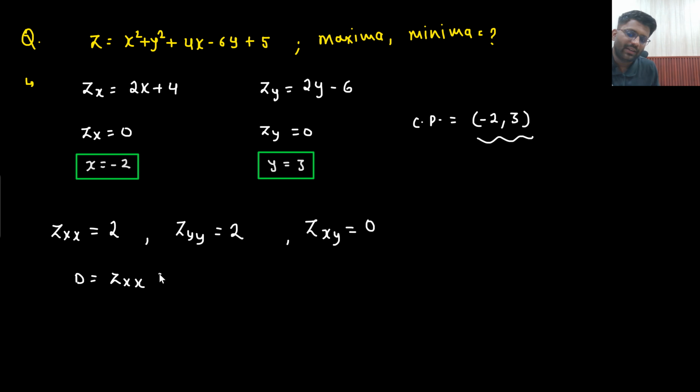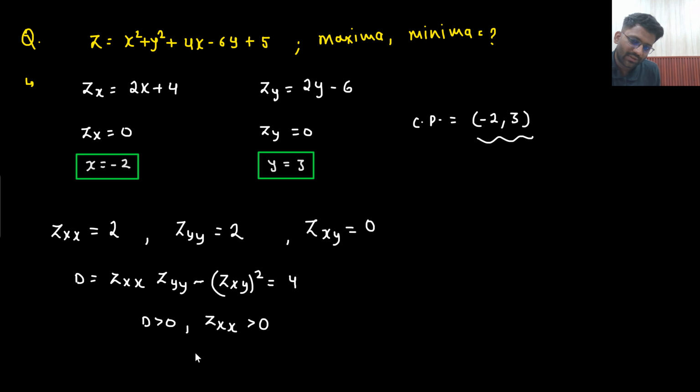So what is D? D is nothing but zxx zyy minus zxy whole square. So 2 into 2 is 4, 4 minus 0 whole square, the answer is 4. So what is the value of D? D is greater than 0. What is the value of zxx? That is 2, that is also greater than 0.